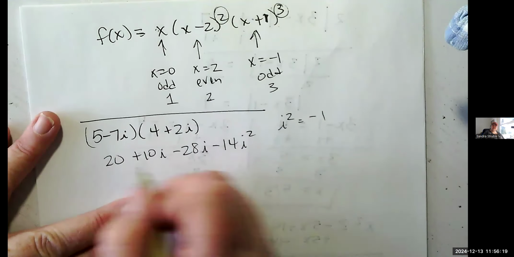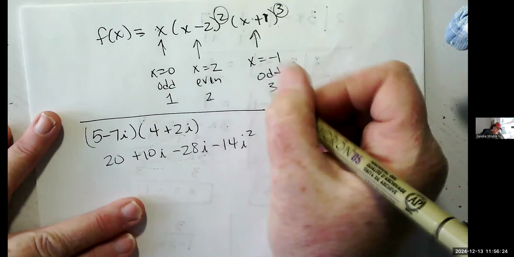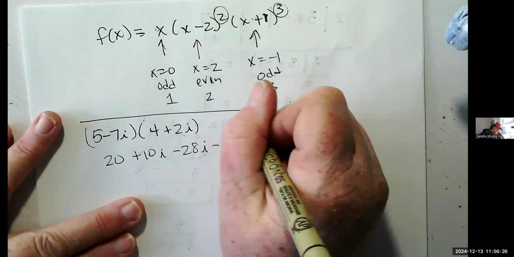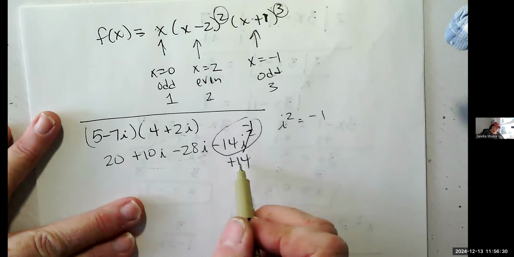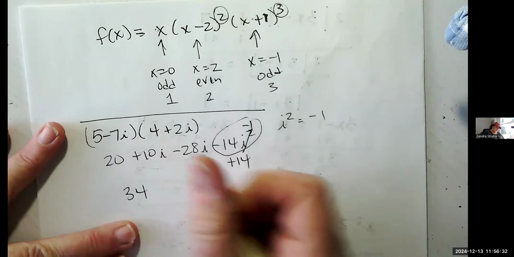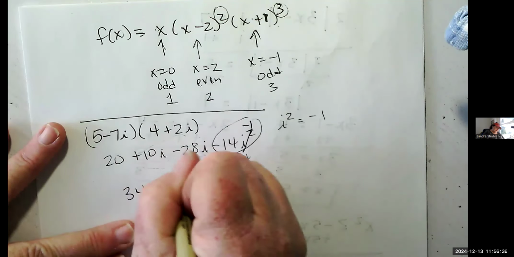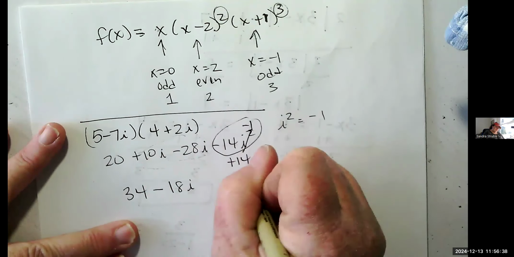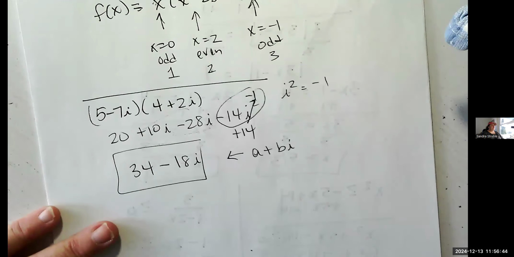So now we just combine like terms. I can combine these two. This becomes -1. So this becomes positive 14. 20 plus 14 is 34. 10 minus 28 is -18i. And you want to answer this in a plus bi format. Okay, which I asked you to do here.